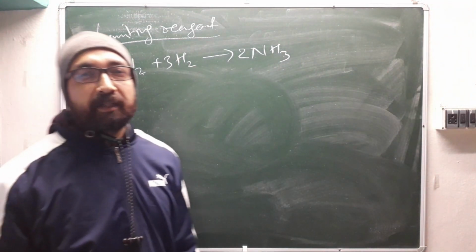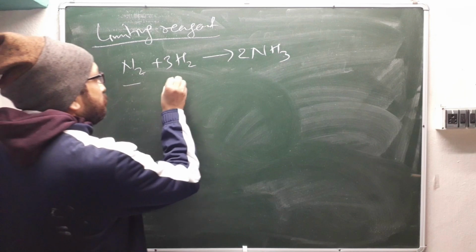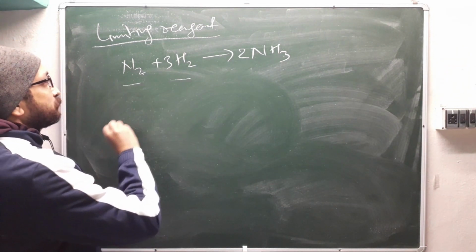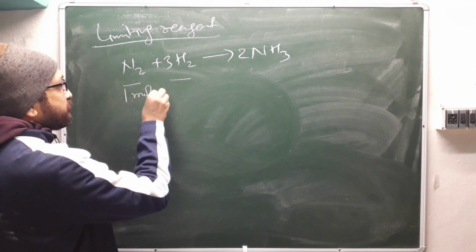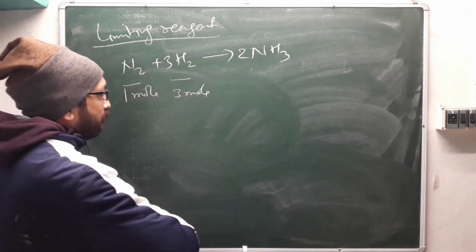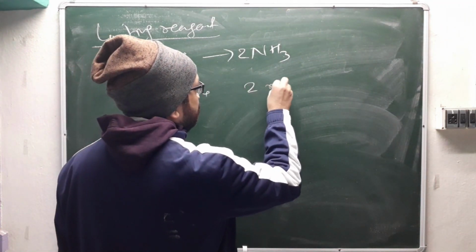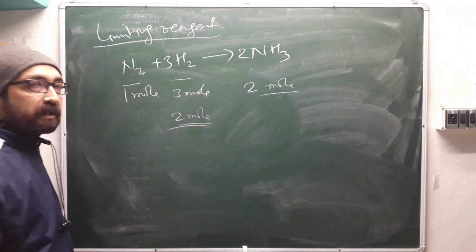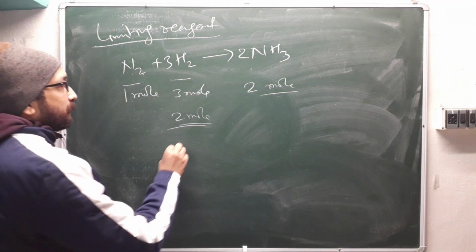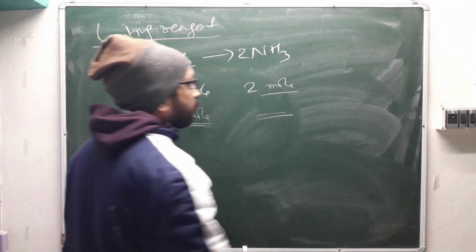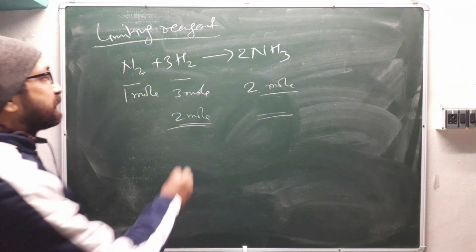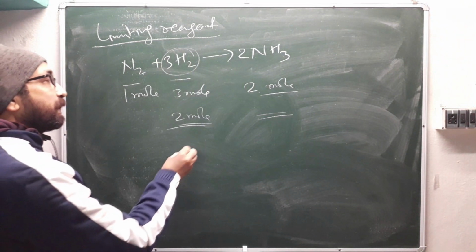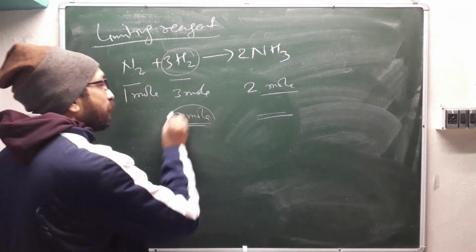So in this type of reaction, what is happening on the reactant side? Suppose for 1 mole of nitrogen we require 3 moles of hydrogen, and only then we produce 2 moles of ammonia. Suppose we have only 2 moles, we don't have 3 moles. Can we get this 2 moles of ammonia product? We can't get it. So this will be the limiting reagent, because it requires 3 moles but you have only 2 moles.